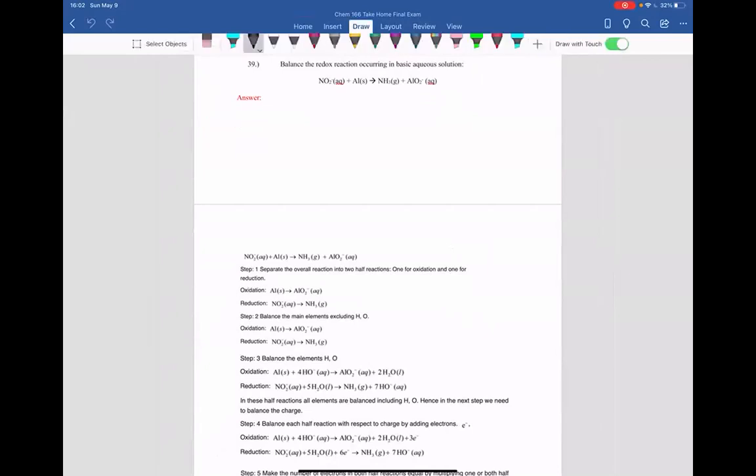The part that confused me was right here when they were balancing, they wrote down +4 OH minus, and I was like, wait, we don't even do that. Yeah, okay, let's do it.